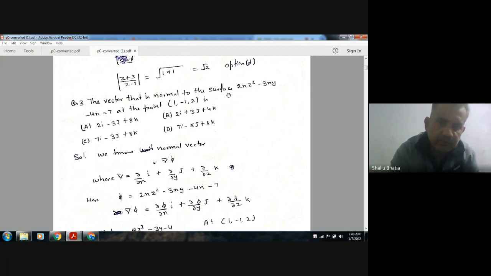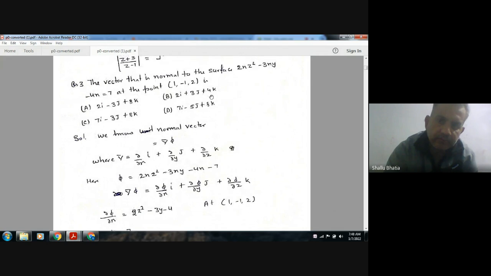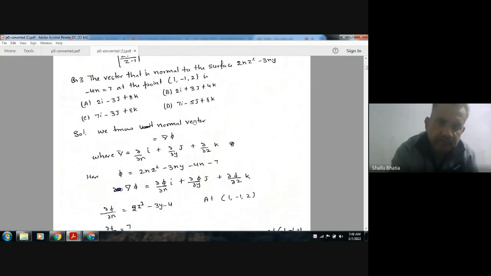This is the surface given, and we have to find the vector normal to it. The vector normal to it is given by del phi, where del is curly partial by partial x i, partial by partial y j, and partial by partial z k, and phi is this surface. The equation of this surface, phi, is 2xy squared, 2xz squared minus 3xy minus 4x minus 7.